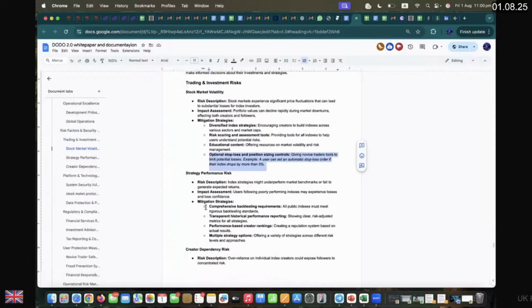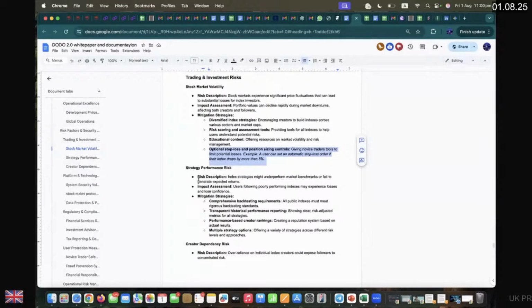Strategy performance risk. Risk description. Index strategies might underperform market benchmarks or fail to generate expected returns. Impact assessment. Users following poorly performing indices may experience losses and lose confidence. Mitigation strategies for this. Comprehensive backtesting requirements.